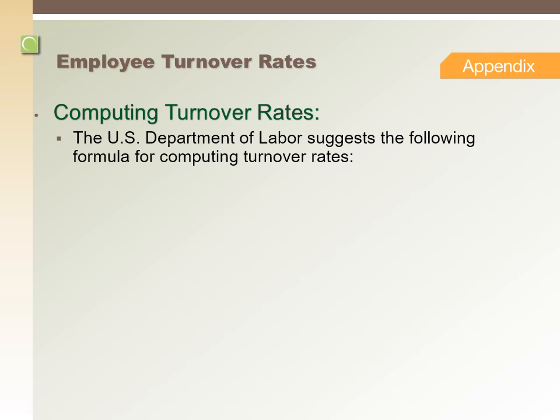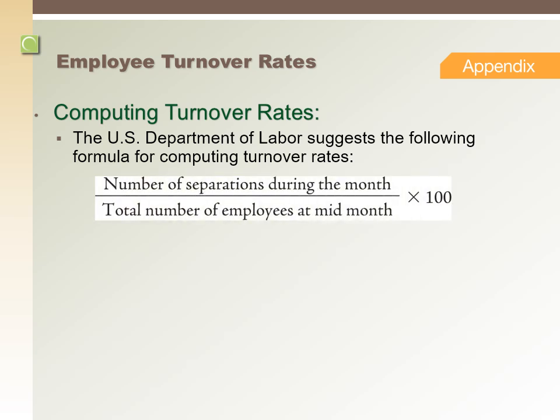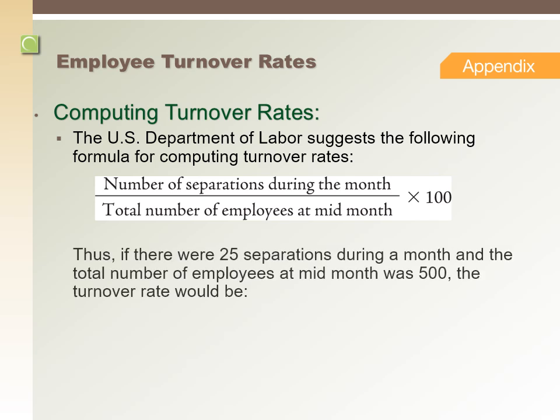Let's take turnover rates. Computing turnover rates, the U.S. Department of Labor suggests the following formula. You take the number of separations during the month, you divide it by the total number of employees on hand at mid-month, and then multiply that by 100. So thus, if there were 25 separations during a month, and the total number of employees at mid-month was 500, the turnover rate would be 5%.